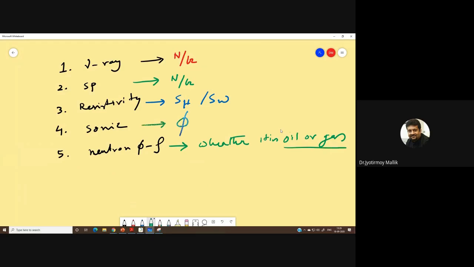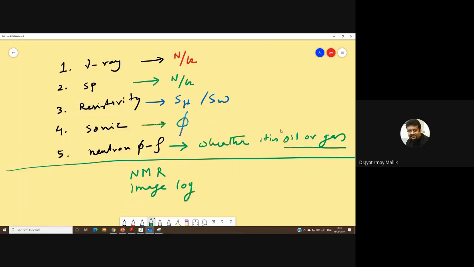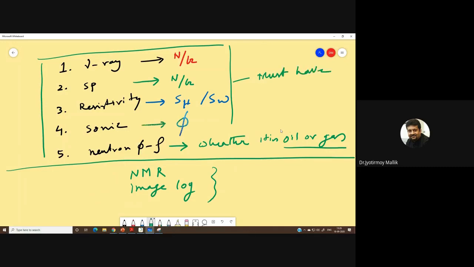Now there are plenty of other types of logs. For example, we have NMR log, and then we have image log, etc. Now these are the must-have logs in any well. And these are like optionals.